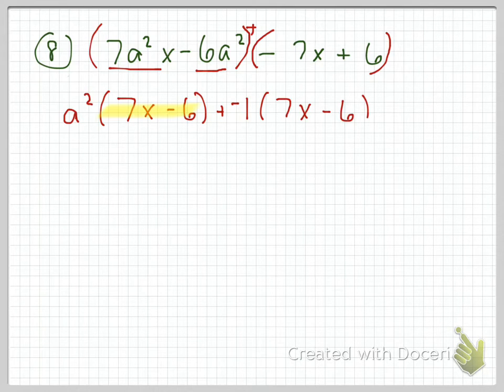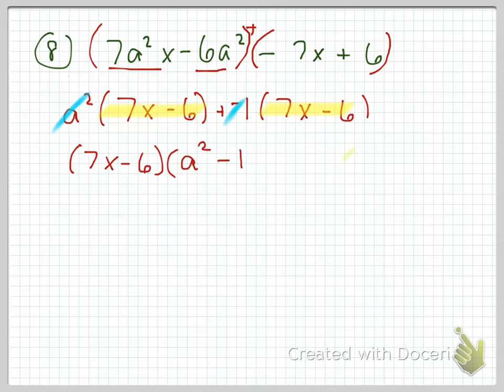And there we can see are the common factors. So we pull that common factor out front. And then we are left with this a squared and this negative 1, and so we write those as an a squared plus negative 1, or just minus 1. And that's it. That's all we can do.